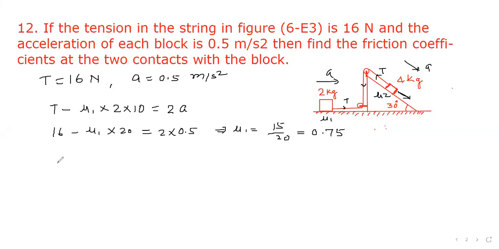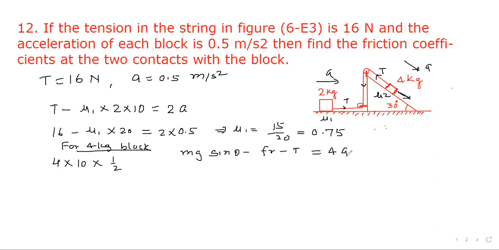So we can say mg sine theta is larger than the sum of the two forces. So we write it 4 into g, g is 10, into sine 30 degree, that is 1 by 2. Here we can write for the 4 kg block the equation first, that will be better. Mg sine theta minus friction minus tension is causing motion in the 4 kg block. So we are putting the values in this equation. So 4 into 10 into sine 30, which is 1 by 2, minus friction.